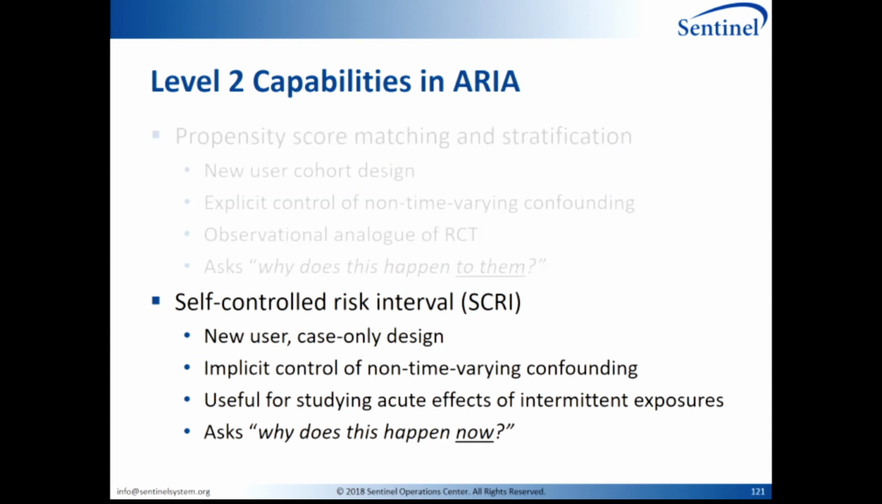In contrast, the self-controlled risk interval tool, which I'm going to talk about, is a new user case-only design, so that only individuals who experience the outcome of interest will contribute to the analysis. It implicitly controls factors that don't vary over time within individuals, since it's a within-person comparison. And it's useful for studying the acute effects of intermittent exposures. So this kind of asks the question of, why does this happen now? Why did a patient experience an outcome event at this time relative to exposure in comparison to another time?